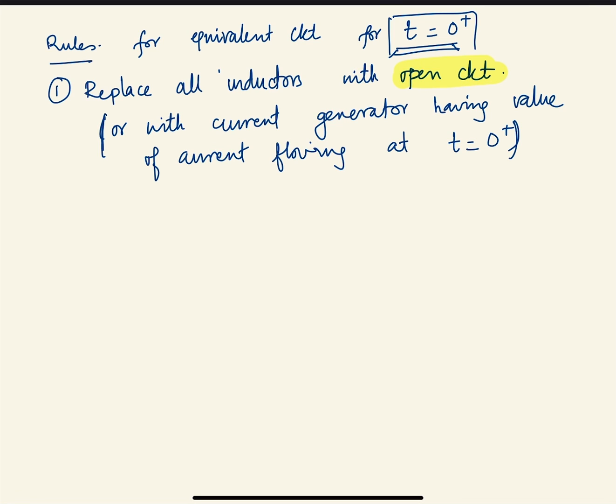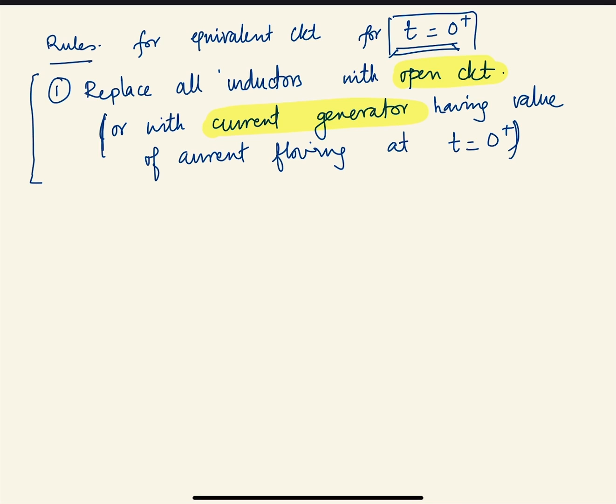Or if it has some current going through it, then the inductor will be replaced by a current source having the value which was flowing before the circuit switched, right? This is rule number one. Let me just repeat this rule because I sort of made a mistake while saying this.